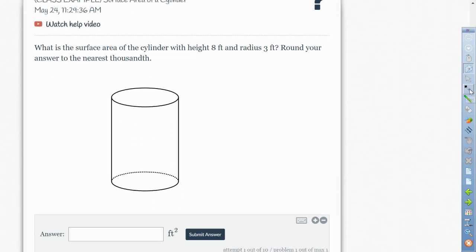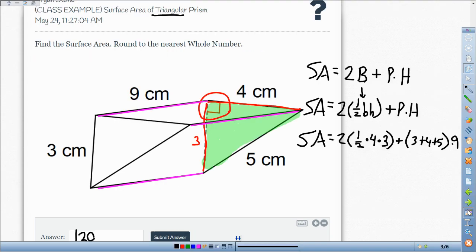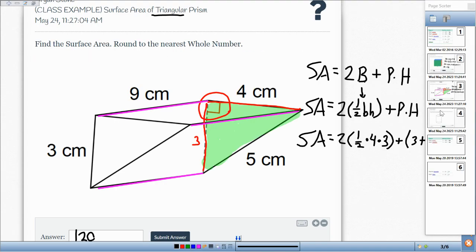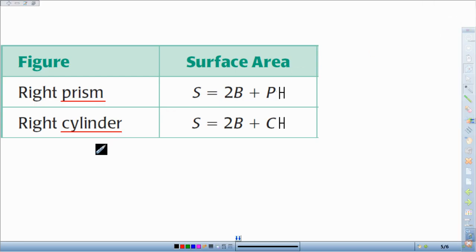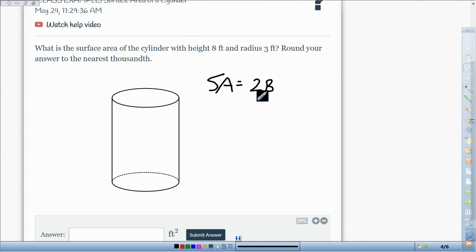All right, so this one is giving information up in the directions. Wouldn't be a terrible idea to draw the cylinder, though. I think it's really simple what we need for a cylinder. So quick reminder on this. Let me go back real quick. Okay, cylinder. This is 2 times area of the base plus circumference times height. We have a circular base when we're dealing with cylinders. So let's write that out. 2 times area of the base plus circumference times height.